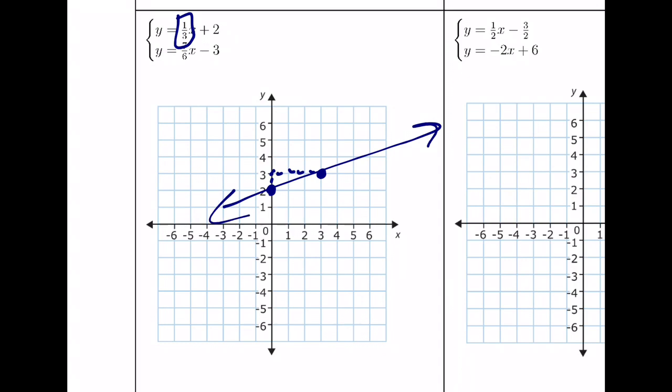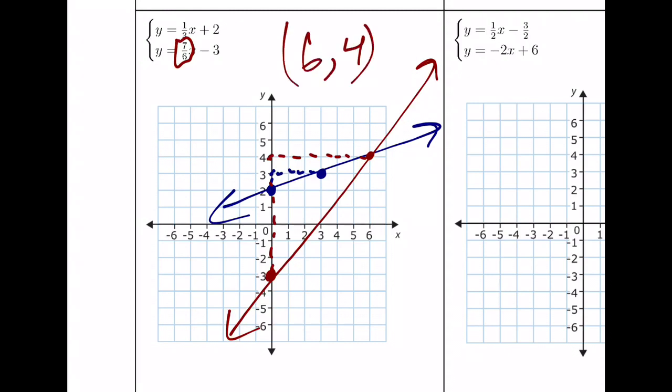Then I look at my second equation. I start with -3, put a dot there. Then I look at 7/6. I go up 7, right 6. Where do these two lines cross? At the point 6, 4. I could also describe this as x equals 6 and y equals 4.